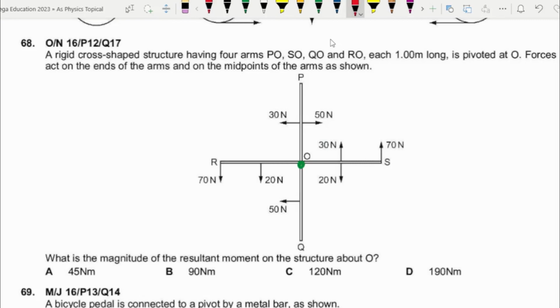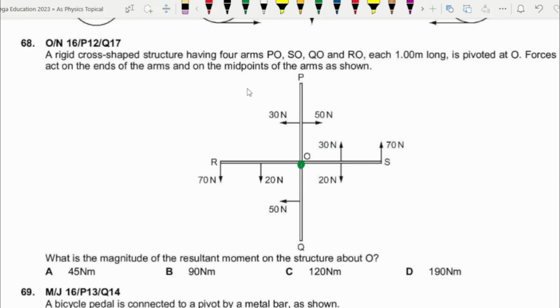First of all, the total length of the rods from the center O to any end, from O to R or O to P or O to S or O to Q, is 1 meter. And the forces that you have in the middle are exactly on the midpoints. So that distance would be 0.5. Okay, so we have the values for the perpendicular distances as well.